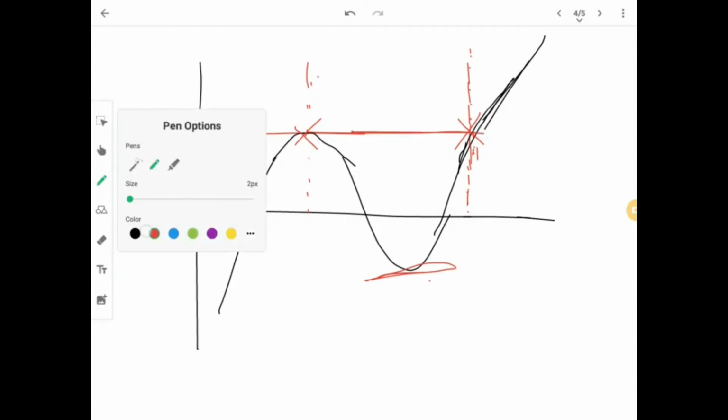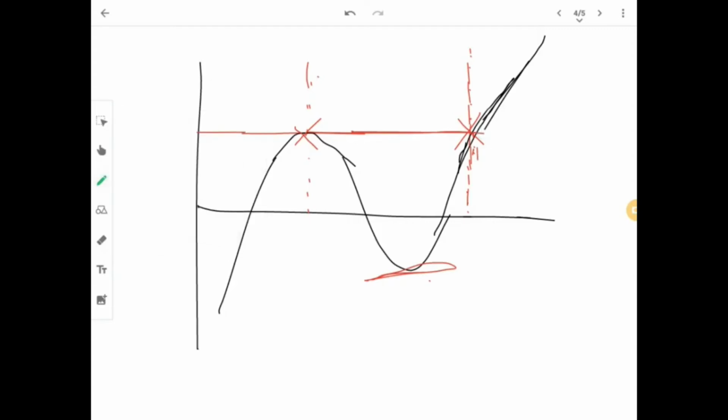So let's take many different cases. So what if it goes up here like this, like this? There are two points. What if it's a straight line? Then the whole thing has a derivative of 0.